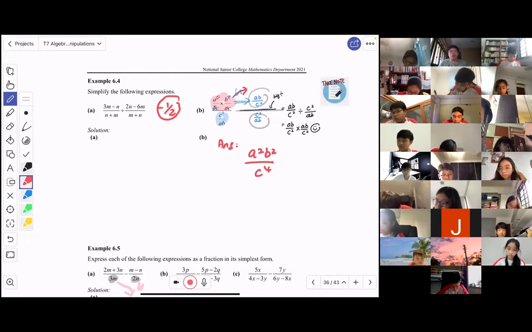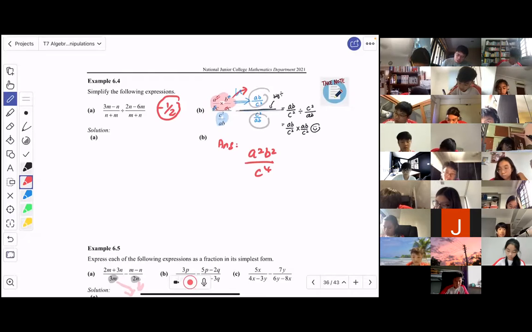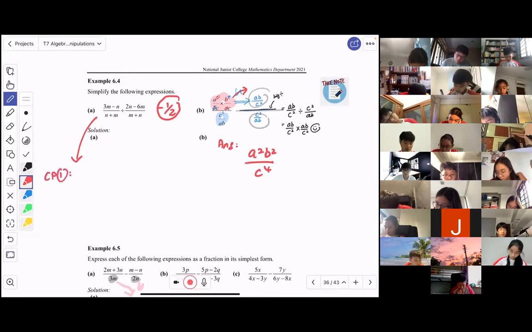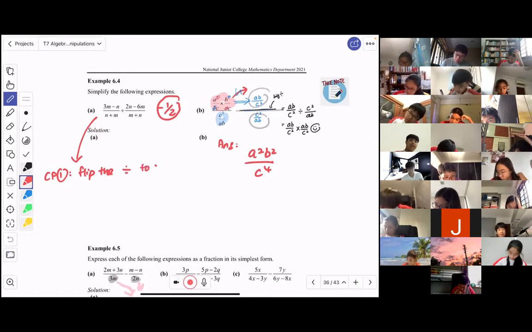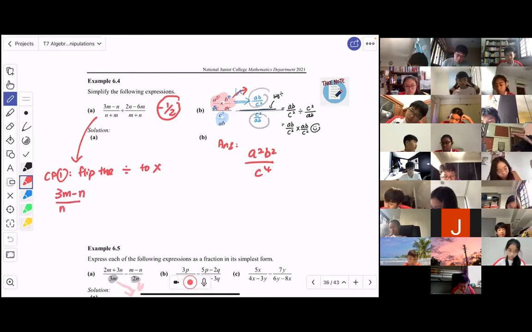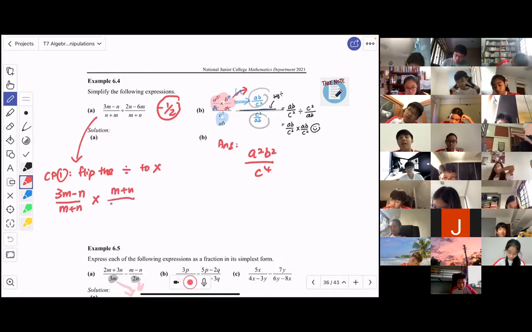Okay, nobody asked for 6.4a. I'm just going to say a bit of things. So 6.4a, checkpoint 1, flip the division to times. Okay, and try to get something like this: 3n minus n, m plus n, multiply with m plus n, 2n minus 6n.